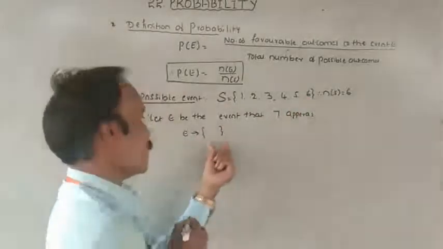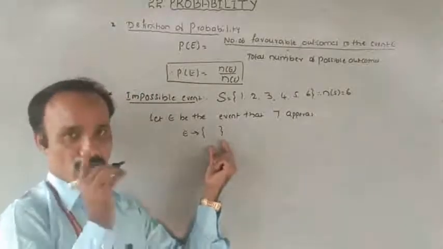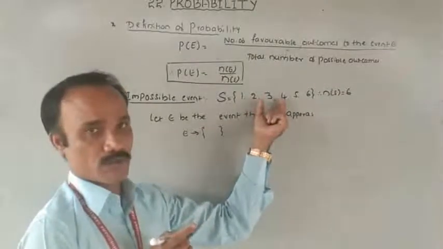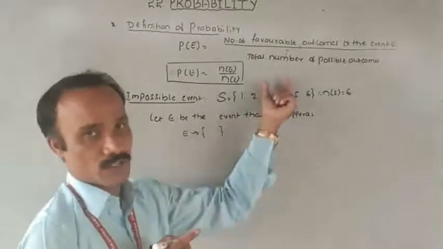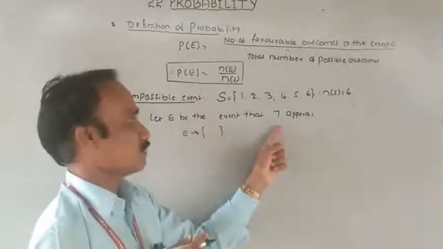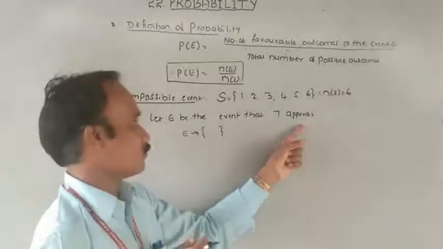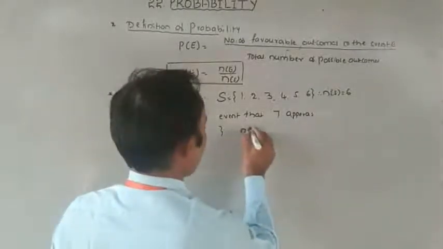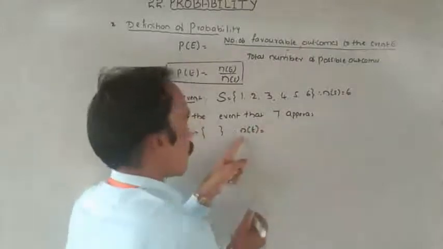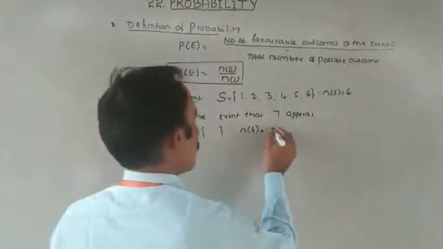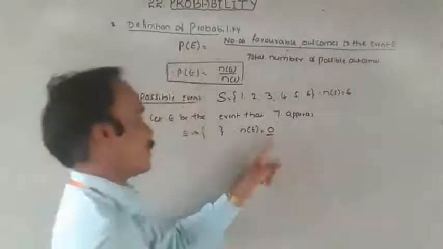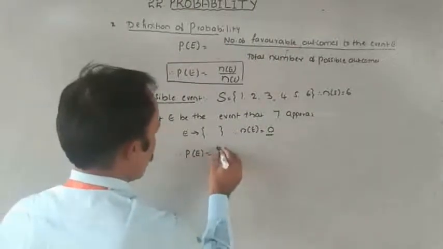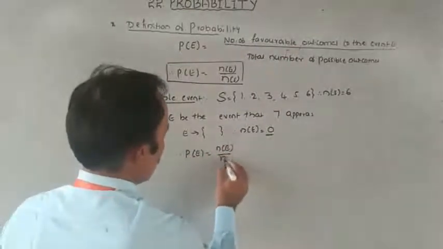Impossible means, very important, null set. I told you the null set is also one of the subsets of the sample space. So 7 is impossible to get, therefore this is the null set. If it is the null set, the total number of elements in the null set is equal to 0. This is very important. And therefore, the probability of this event is equal to, again note down the formula, n of E divided by n of S.